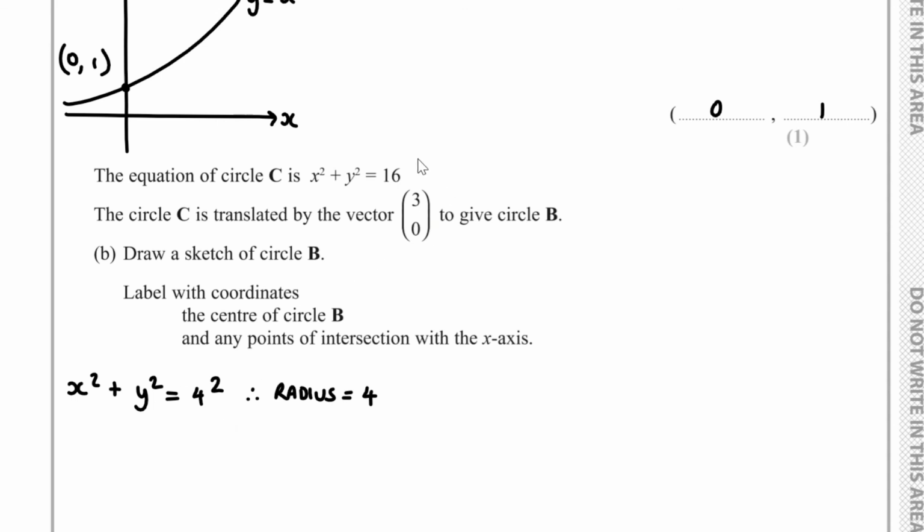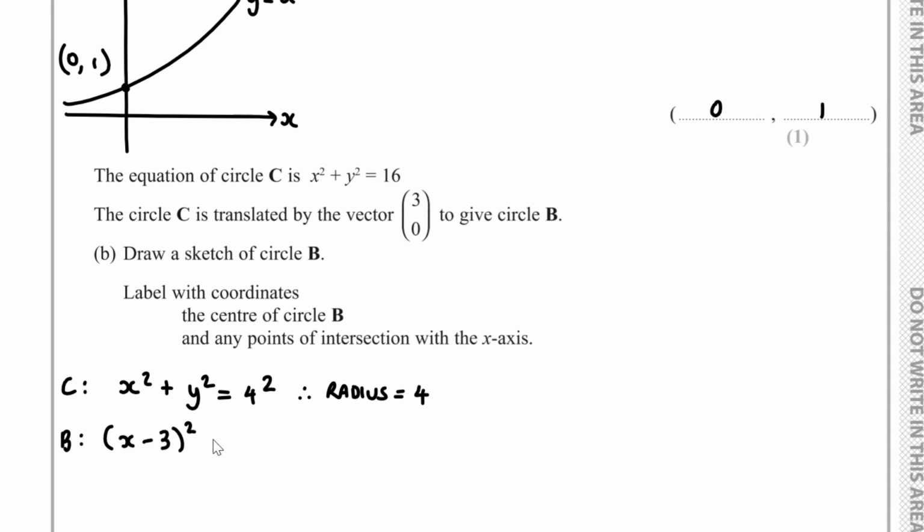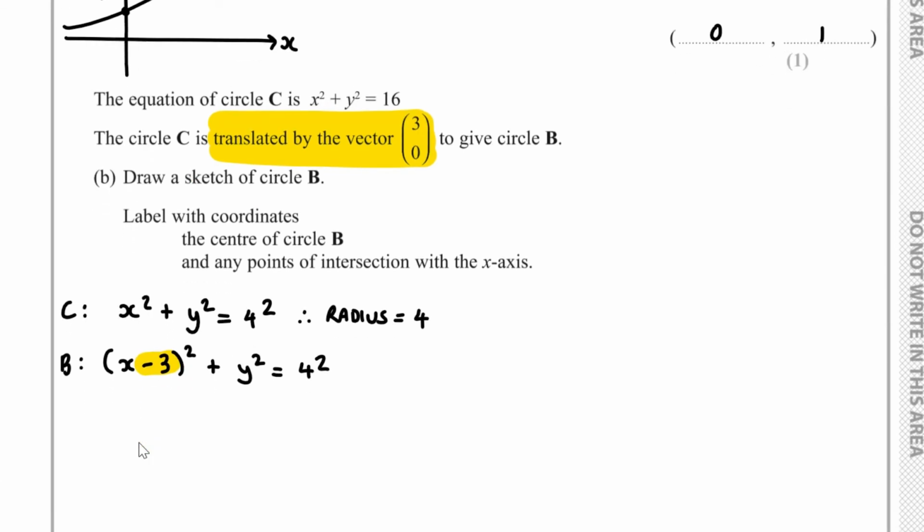Now this circle is translated by the vector 3, 0 to give circle B. So what we have here is circle C, and for circle B, if we translate this by this vector, we've got x minus 3 all squared plus y squared equals 4 squared. So this is the equation of the circle as a result of translating by vector 3, 0. So that's why we've got the minus 3 over here. So this is the equation of circle B.